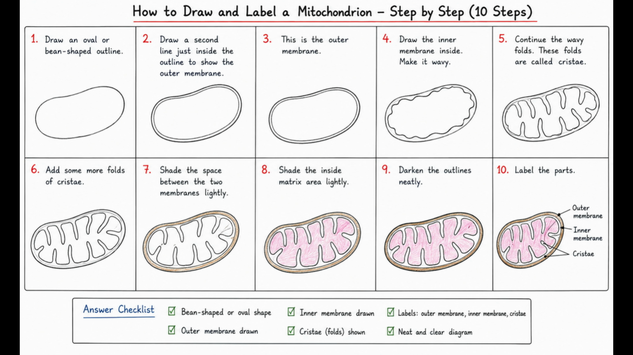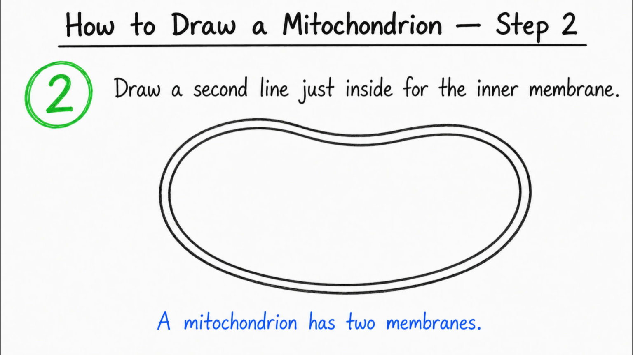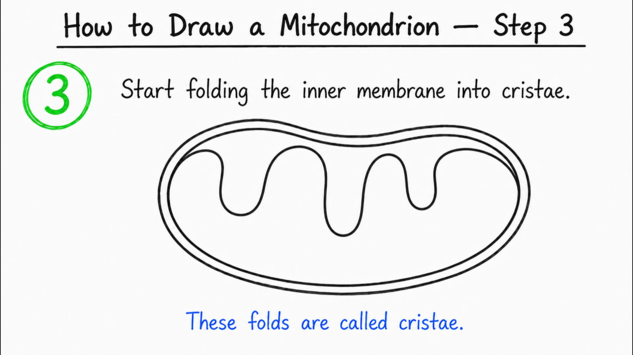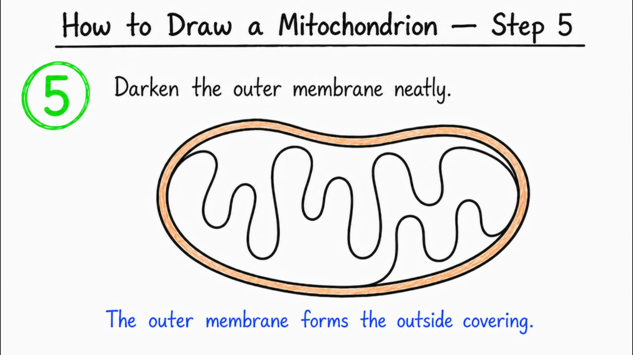3. Draw a labeled diagram of a mitochondrion. Labels to include: outer membrane, inner membrane, cristae. Answer checklist. The mitochondrion should be bean-shaped or oval. The inner membrane must be folded into cristae because these folds increase surface area for ATP production.